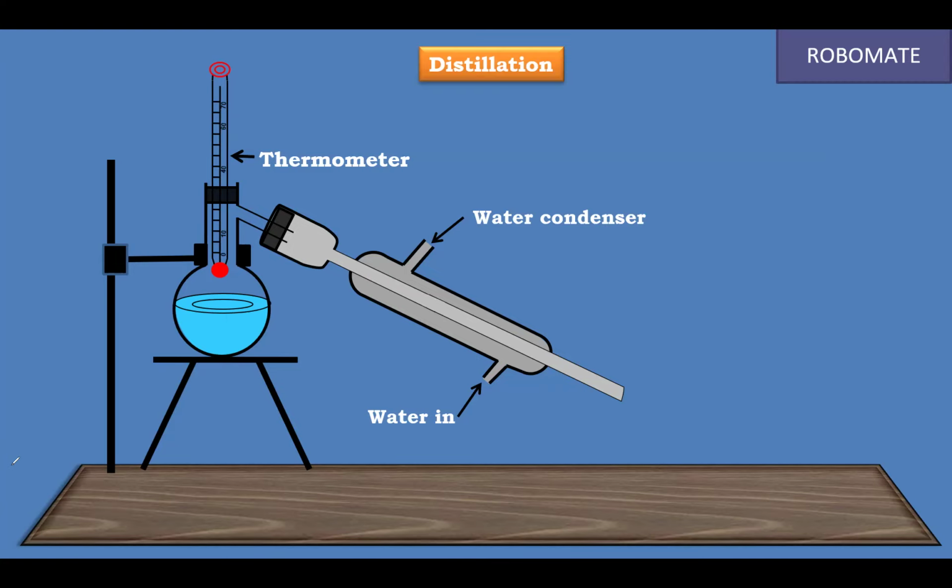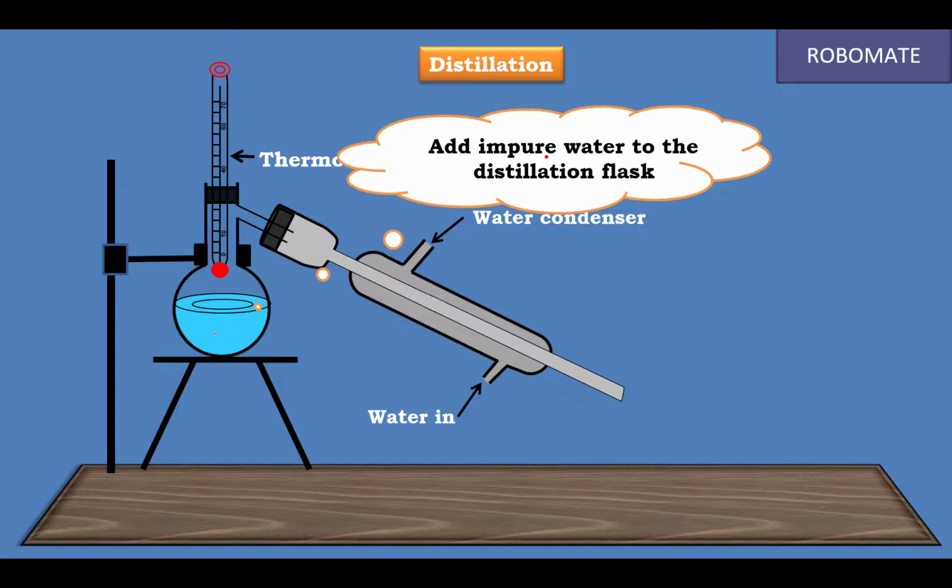Listen. Now, here we are adding water with force from here, and it keeps on moving. I'll show you better. So now what will happen? We are going to heat it. We are adding impure water in this flask.